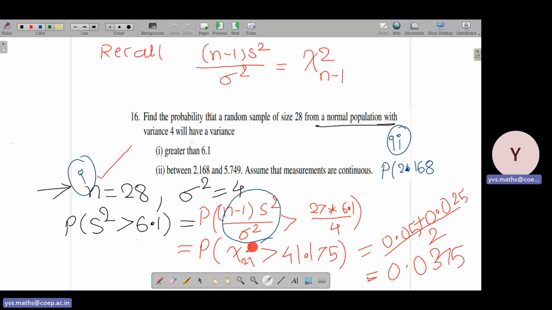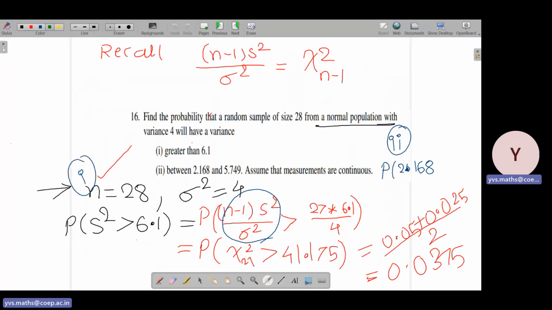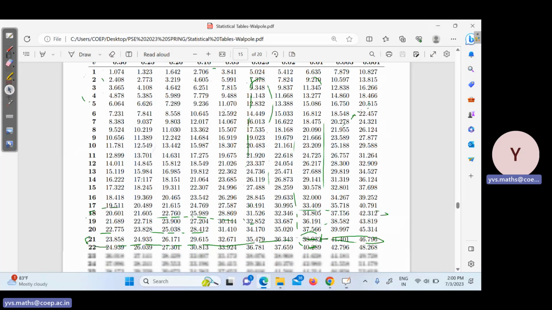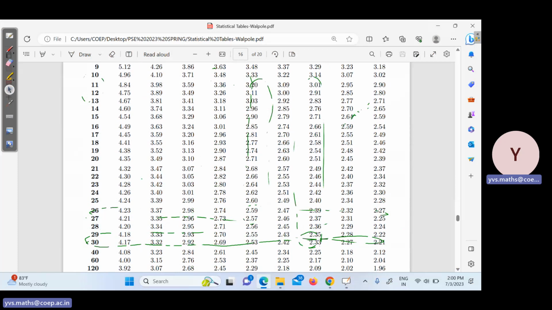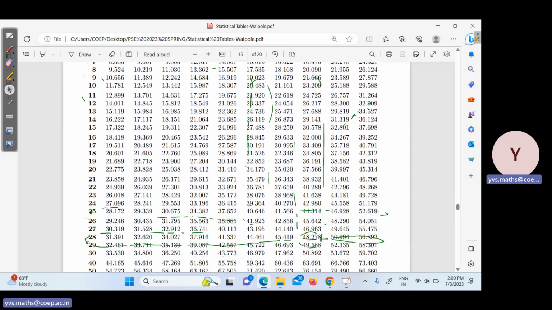Now you have to find the probability that chi-square for 27 degrees of freedom is greater than 41.175. So again go to the table. Let me clean my page, otherwise it will go to the next page also. For 27 degrees of freedom, you have to find the probability that chi-square is greater than 41.175. So let me go to the next page for 41.175.